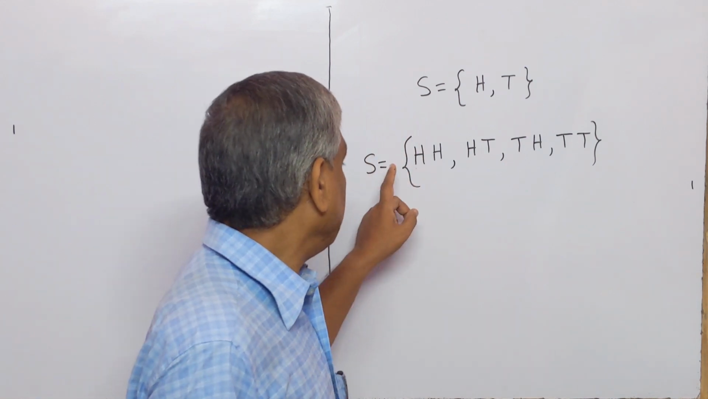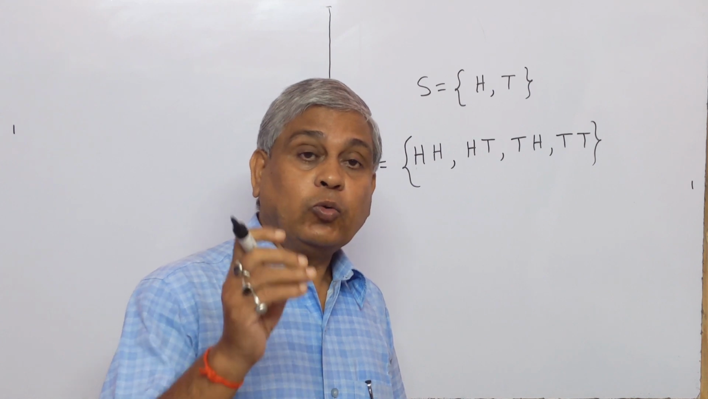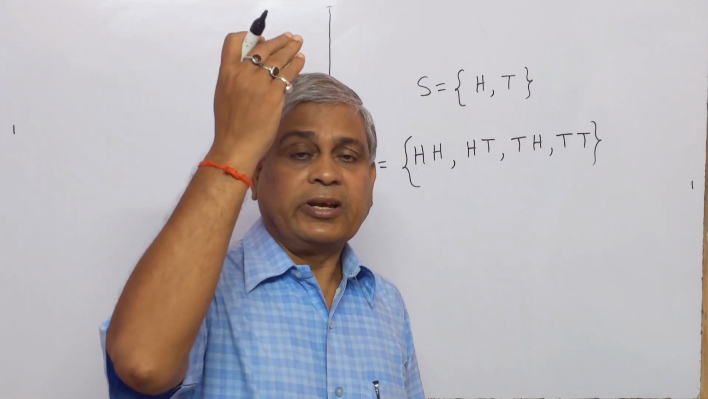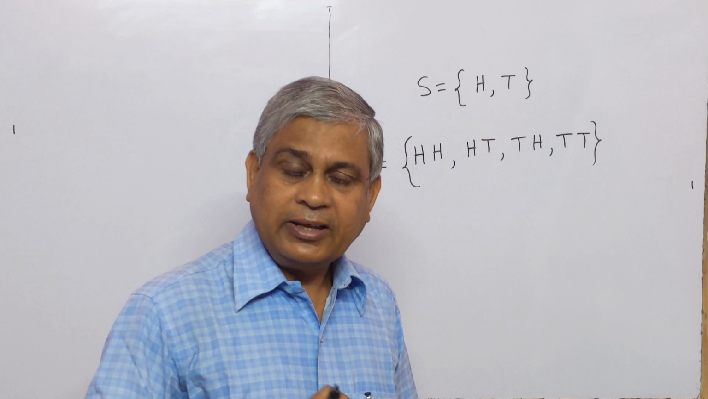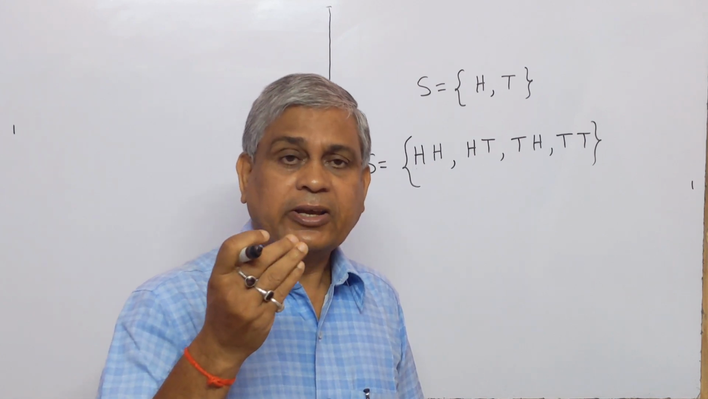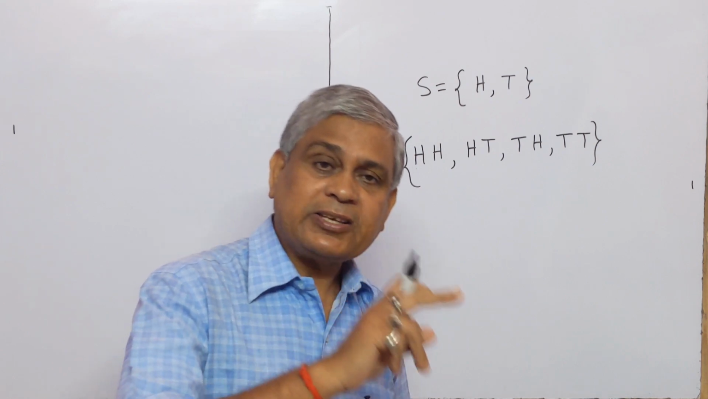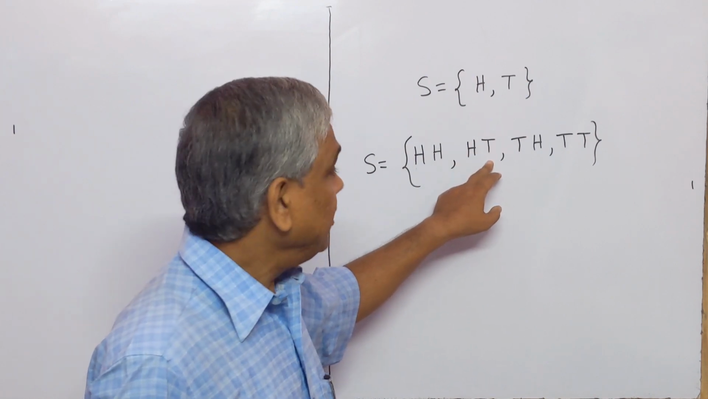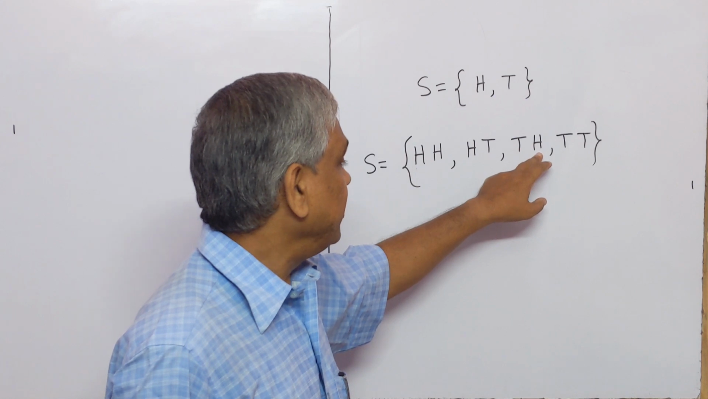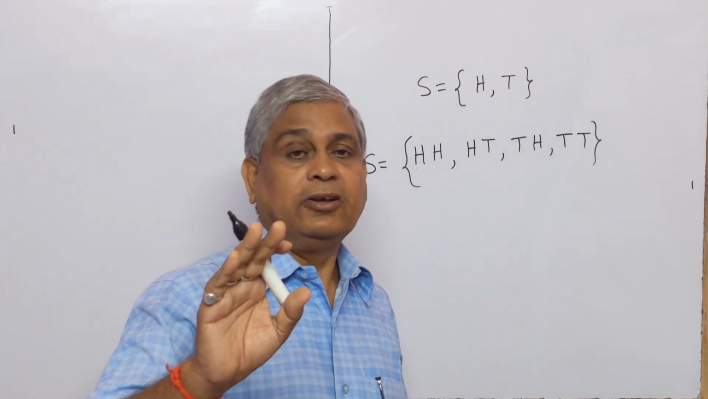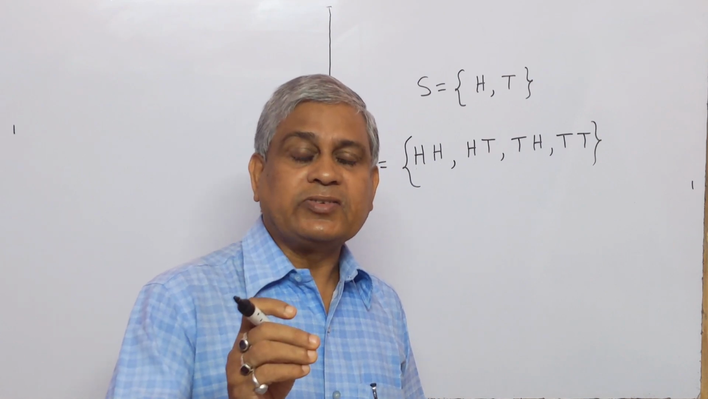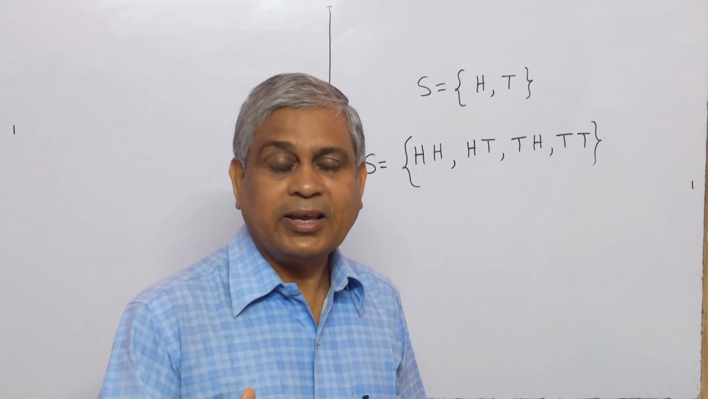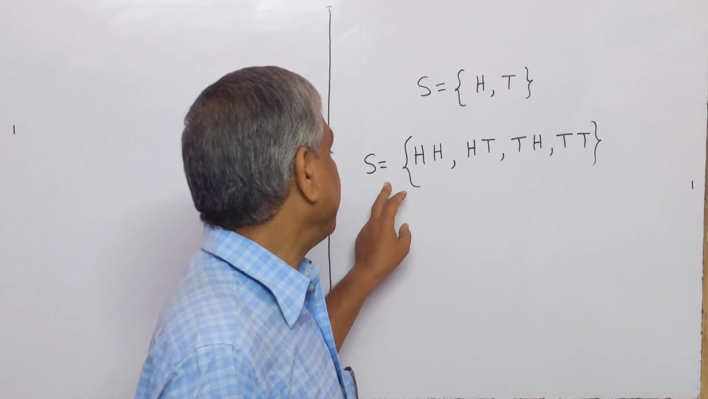This sample space will be same if one coin is tossed twice. When one coin is tossed, it gives head or tail. Second time, if it is tossed, it will also give head and tail. So in the first time head, in the second time head; in the first time head, second time tail; in the first time tail, in the second time head; in the first time tail, in the second time tail. So tossing two coins at the same time and tossing one coin twice gives the same sample space.